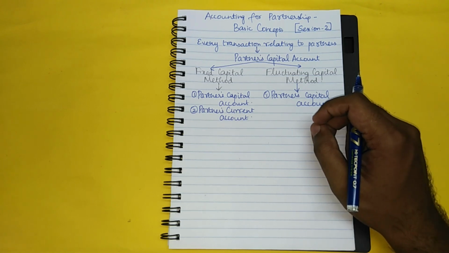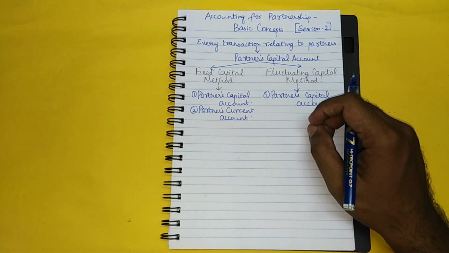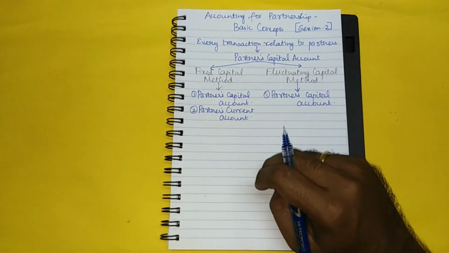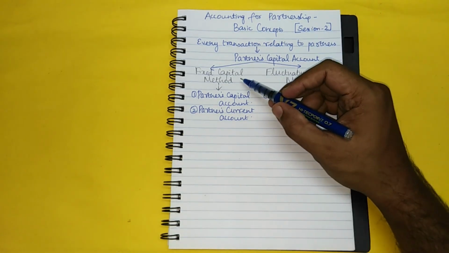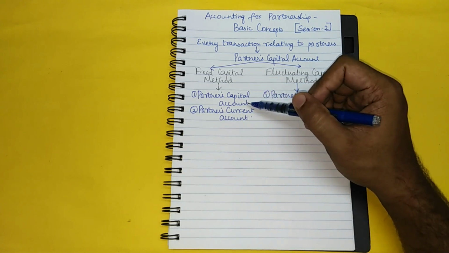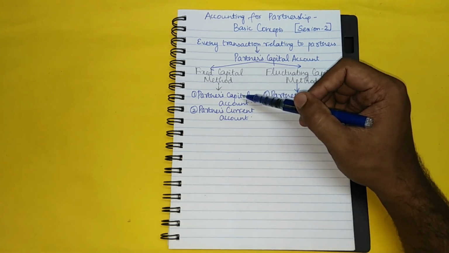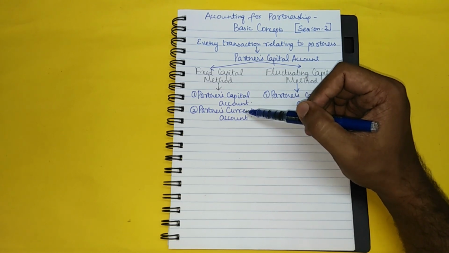Good that you had this question. Let me answer your question. Under fixed capital method, transactions relating to partners other than the partner bringing in capital and withdrawing capital, like share of profit, interest on capital, interest on drawings, salary and commission, will be recorded in a separate account called the partners' current account. Therefore, when we maintain our capital account under fixed capital method, we will be having two accounts. One is the partners' capital account and the other is the partners' current account. In the partners' capital account, we will be recording only the addition and deduction in capital. And in the partners' current account, we will be recording the rest of the transactions relating to partners.